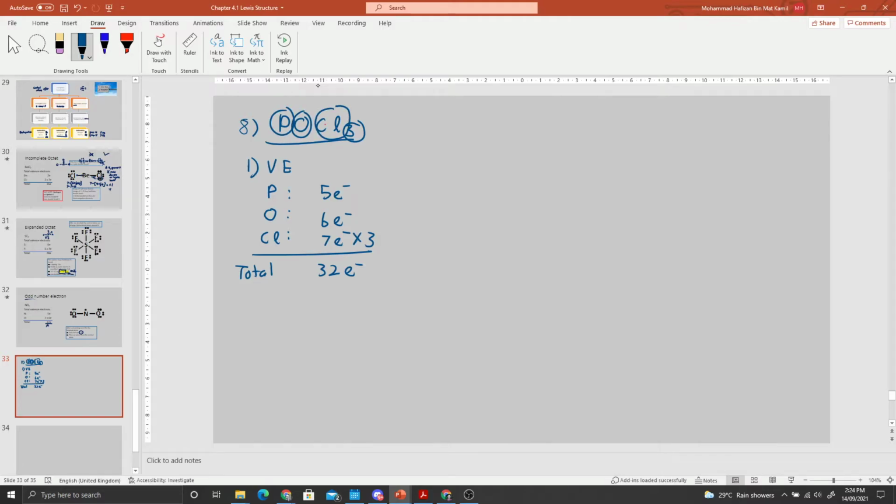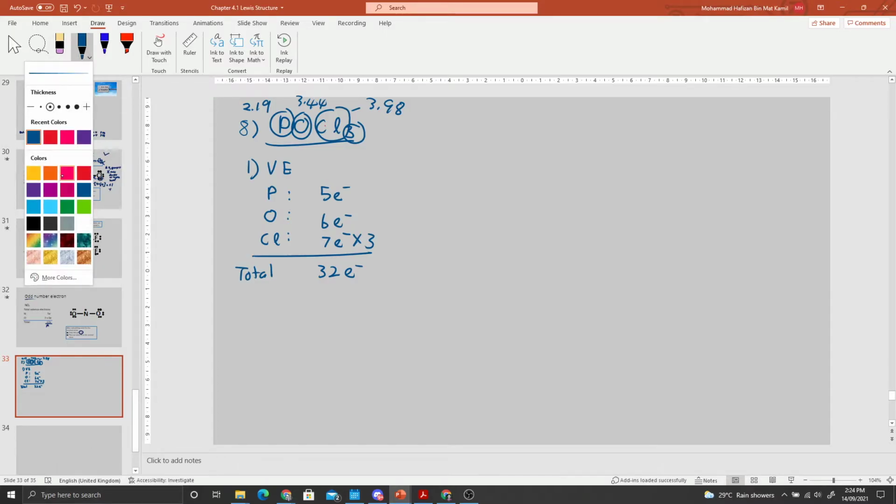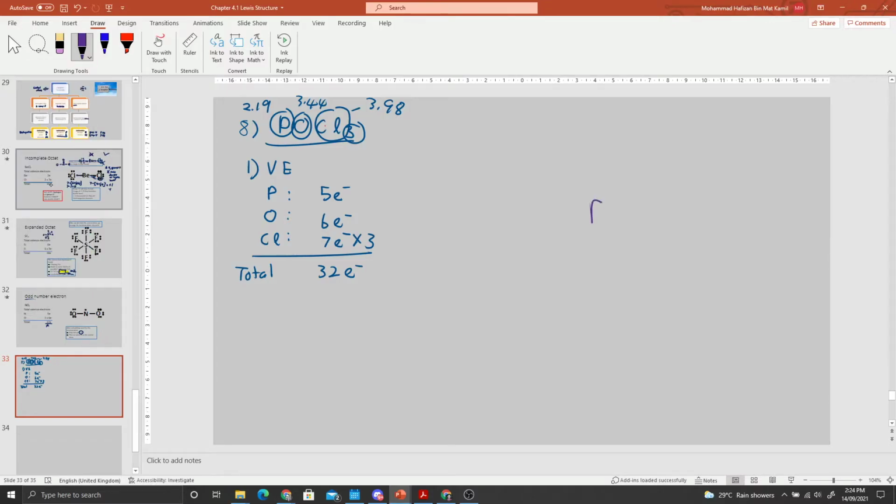Which one is the most electropositive? Okay, so phosphorus is 2.19, oxygen is 3.44, and chlorine is 3.98. Okay, obviously it is phosphorus kan, the most electropositive. So pakcik phosphorus ni lah yang duduk tengah. So Mr. Phosphorus akan duduk tengah. Okay, and then you just susun je every other atom sekeliling dia.